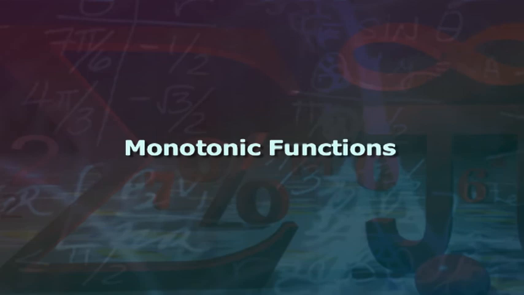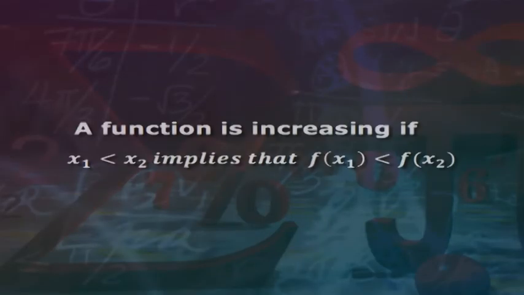Monotonic functions. If a function produces successively larger and larger values when we take successively larger and larger values from the domain, we say that the function is monotonically increasing or simply increasing, that is, a function is increasing if x1 < x2 implies that f(x1) < f(x2).